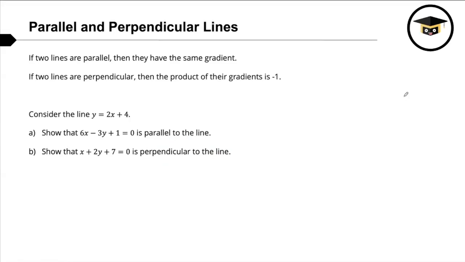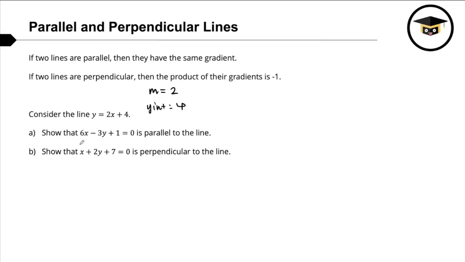Now let's talk about parallel and perpendicular lines. So if two lines are parallel, they have to have the same gradient. And if two lines are perpendicular, then the product of their gradients is -1. So let's consider this below example, okay? We have the line y equals 2x plus 4. So instantly we know that this is in gradient intercept form. And so we can quote a few things. We can say that the gradient m is equal to 2. And we can say that the y-intercept is equal to 4.